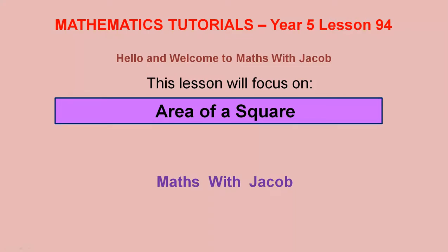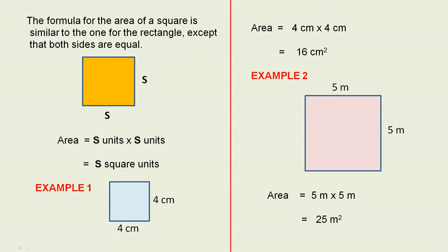This lesson will focus on area of a square. The formula for the area of a square is similar to the one for the rectangle, except that both sides are equal. So we have a square here with S units and S units. Now remember, the sides of a square are equal. So the area is S units by S units, which is S square units.